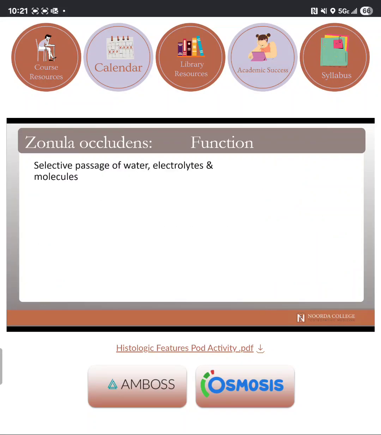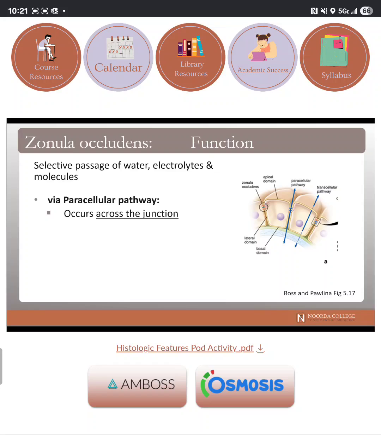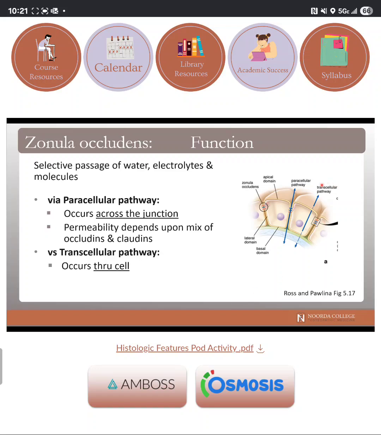With the function of zonula occludens, we talked about the selective passage of various water molecules, but the pathway is paracellular, where it crosses the junction. And the permeability depends upon the ratio of occludins and claudins. And to compare and contrast, you have your transcellular pathway, which is going through the plasma membrane, and that requires active transport.